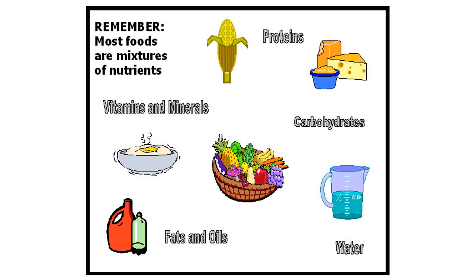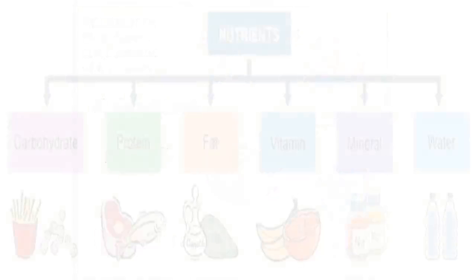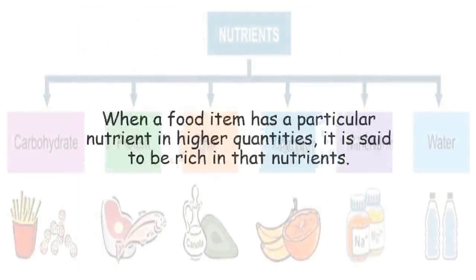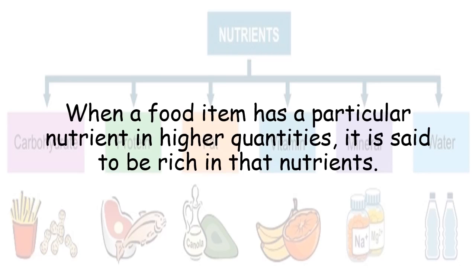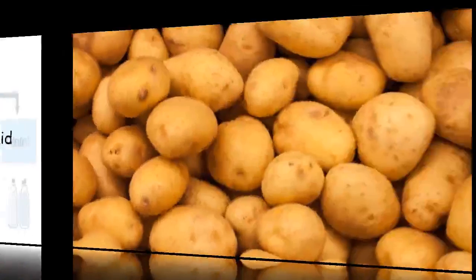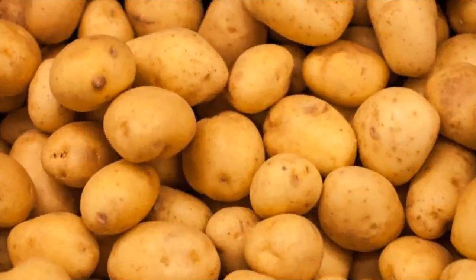So how do we decide which food is rich in which kind of nutrient? Children, when a food item has a particular nutrient in higher quantities, it is said to be rich in that nutrient as compared to the other nutrients present in that food item. To understand this, let's take the example of potato. Do you know what nutrients are present in a potato?